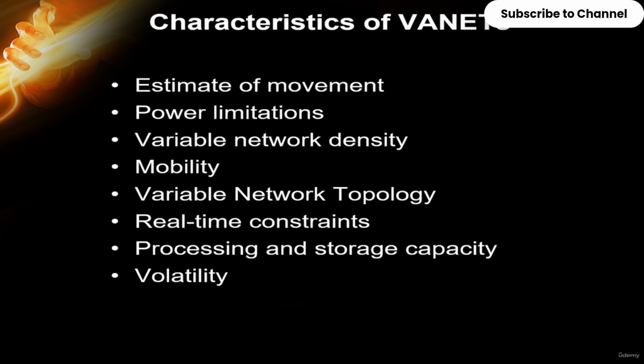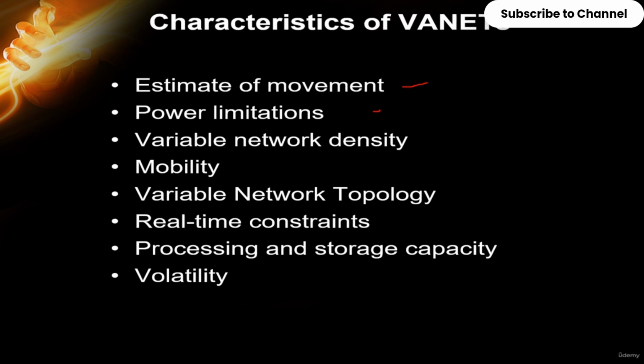Now we see the characteristics of VANET. VANETs have various characteristics, like estimate of movement. On highways, when we are traveling, pedestrian walkways, crossing restrictions, vehicle mobilities and various types of activities, these VANETs with the help of RSU and OBU can communicate with each other. Then power limitations. VANETs are not limited by power because all vehicles are equipped with extended battery life, so there is no power limitation for these VANETs.